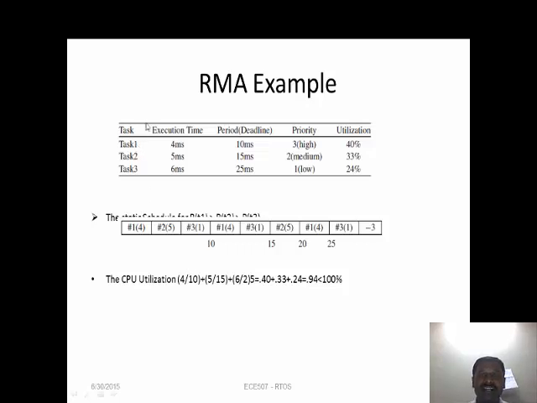We see here there are three tasks running in the system, and the tasks are going to take 4 millisecond, 5 millisecond, 6 millisecond. Task 1, for example, will execute for 4 millisecond before the deadline of 10 millisecond. Task 2 will execute 5 millisecond before the deadline of 15 millisecond. Task 3 will run for 6 millisecond before the deadline of 25 millisecond. We also call it the rate at which this is going to happen. For every 10 millisecond, task 1 is going to run for 4 millisecond. For every 15 millisecond, task 2 is going to run for 5 millisecond. Every 25 millisecond, task 3 is going to run for 6 milliseconds.